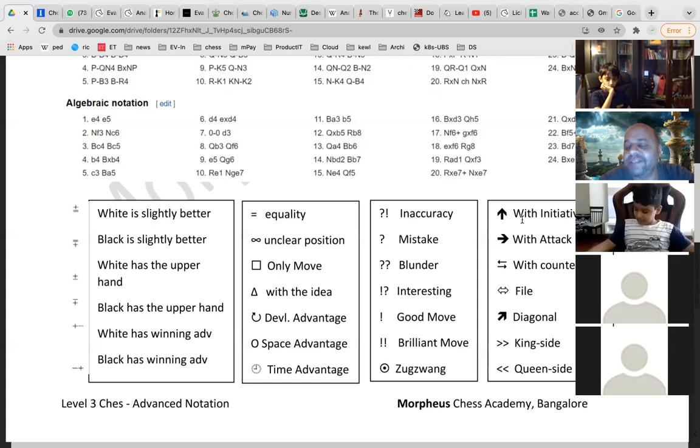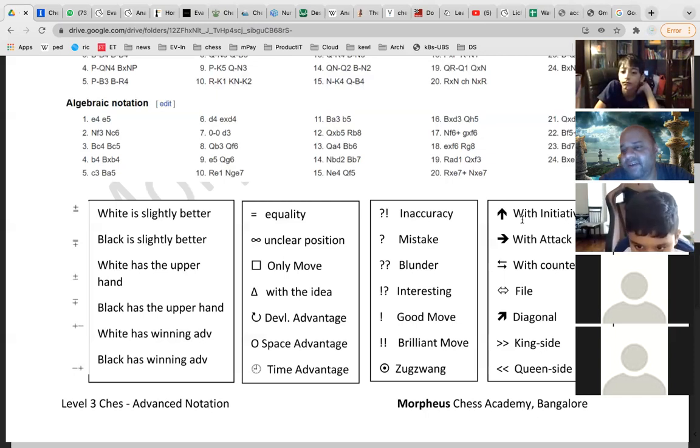So initiative means who is deciding the course, because normally if one side is having a strong attack, then the other side has to respond to that attack. It cannot play something on its own. So whichever side is dictating the course of the game, and the other side is responding, that side has the initiative. Sometimes it may shift. If you make a weak move, then the other side can start attacking. Then we say the initiative has shifted from one side to the other.